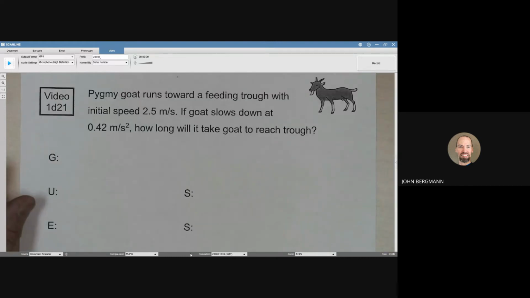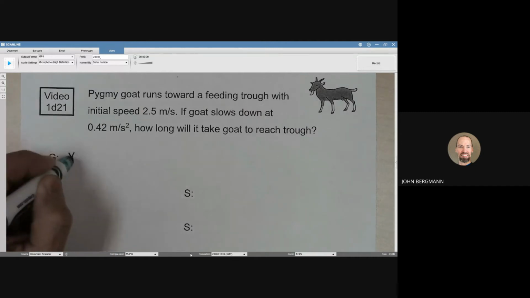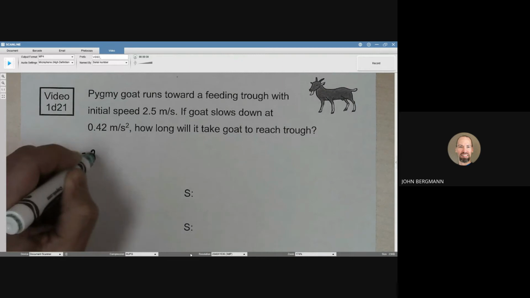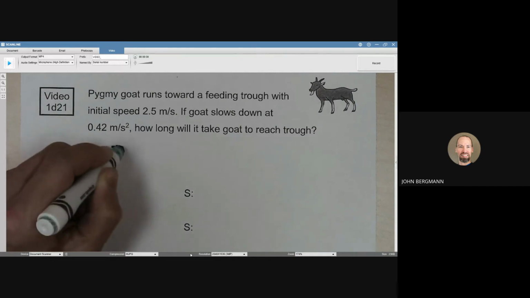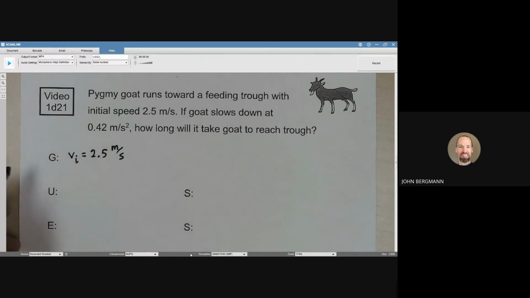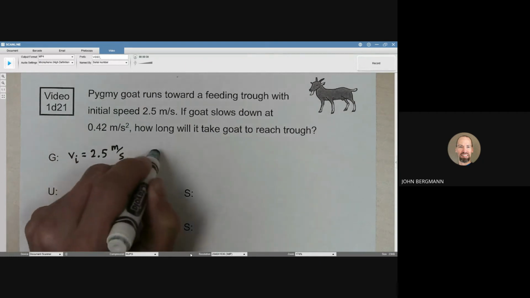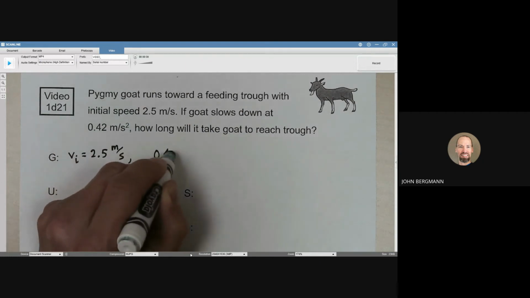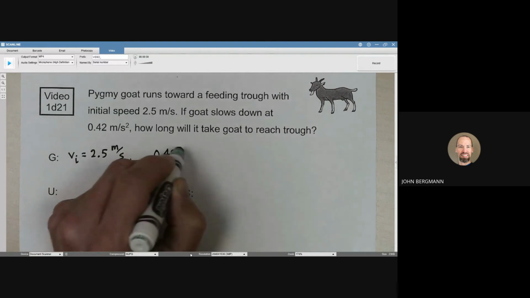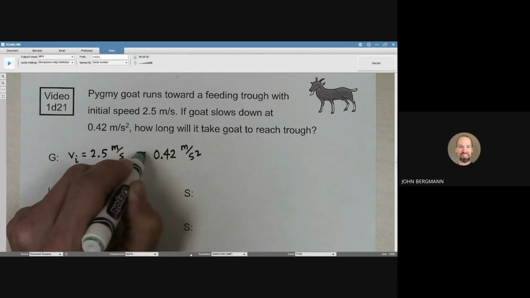We have a pygmy goat that runs toward a feeding trough with an initial speed of 2.5 meters per second. So V initial is 2.5 meters per second. If the goat slows down at 0.42 meters per second squared, now we aren't exactly told what that quantity is. However, we can look at the units, and the units, meters per second squared, are the units for acceleration. And that tells us that that quantity is an acceleration.